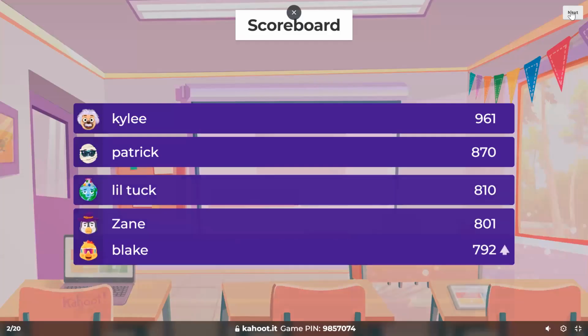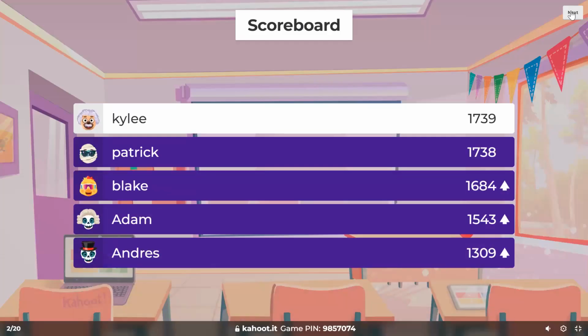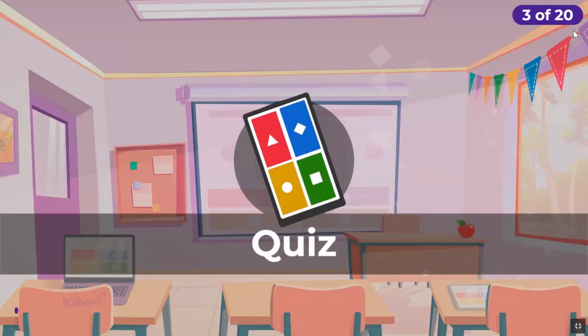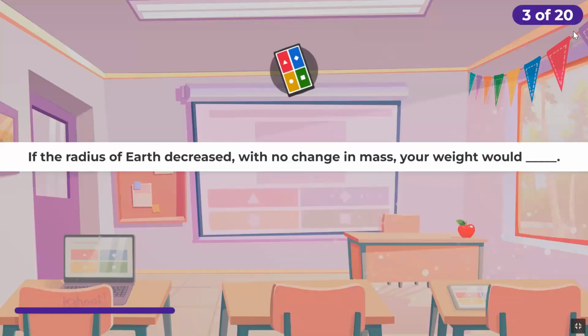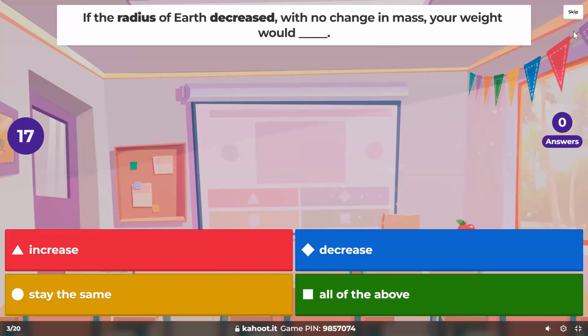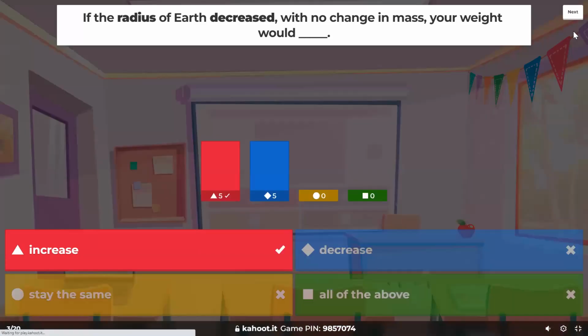All right. I got Andres, Adam, Blake, Patrick, Kylie. If the radius of Earth decreased with no change in mass, ooh. All right, they did pretty good on that one. Yeah, your weight would go up.